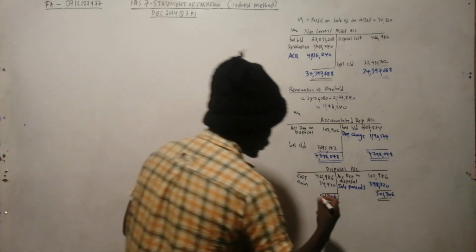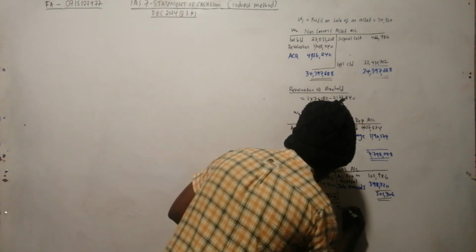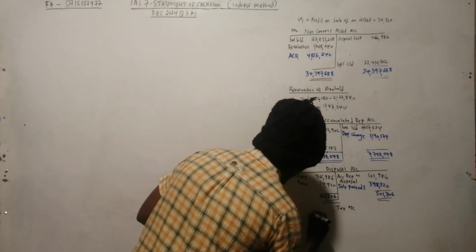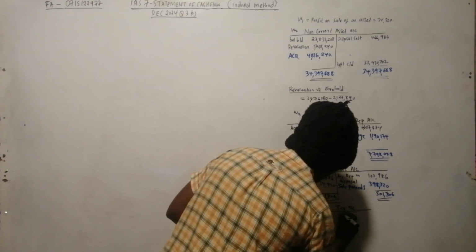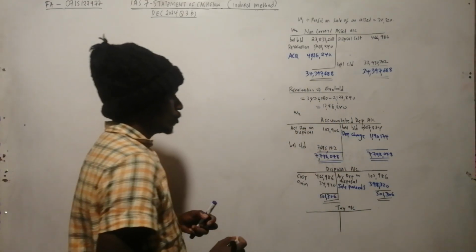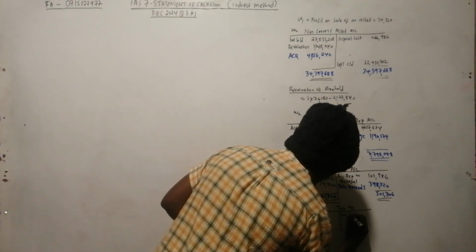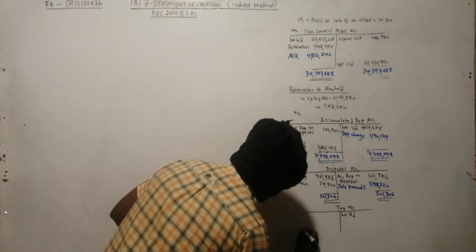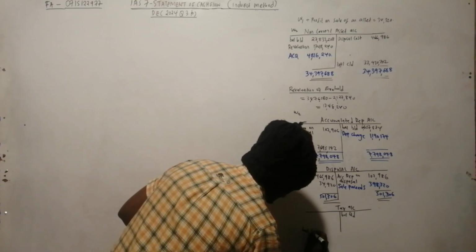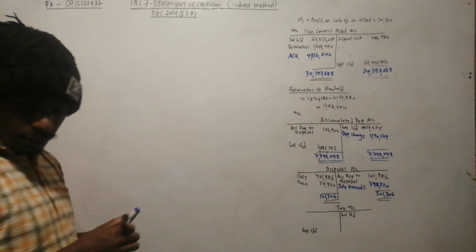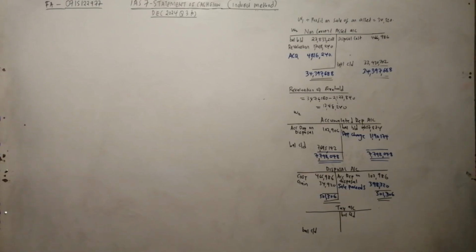That account is the tax account. So we are remaining with one account. Tax account. We start with balance brought down, then balance carried down. So how much is the balance brought down? You go to the balance sheet, down there under non-current liabilities.